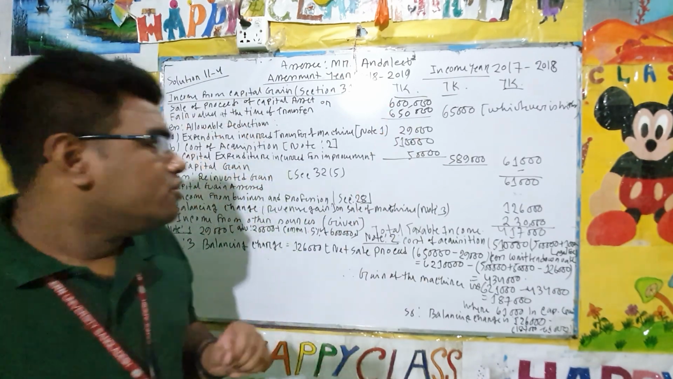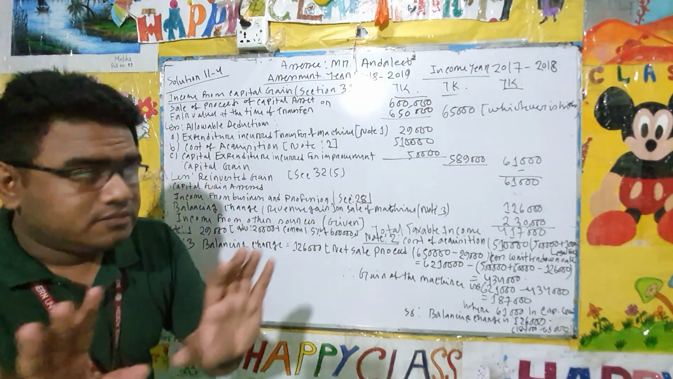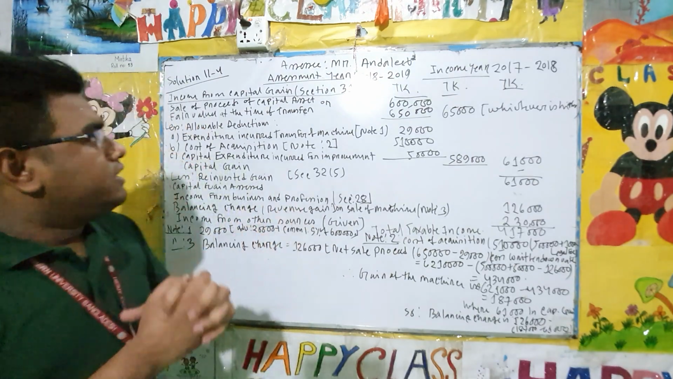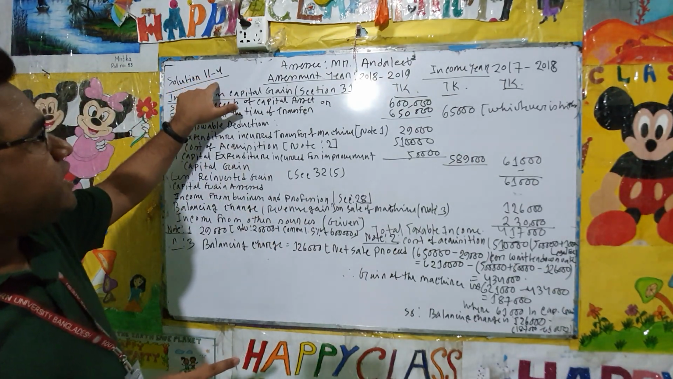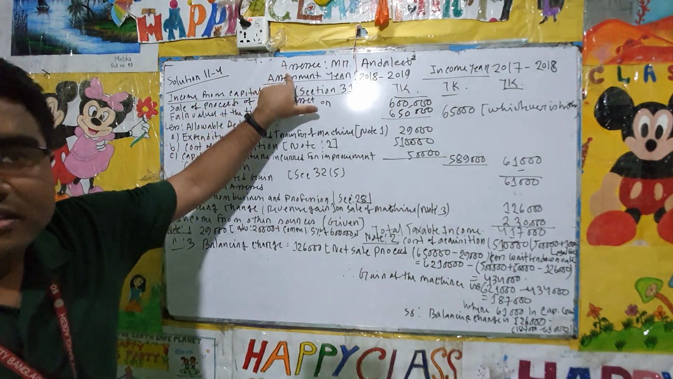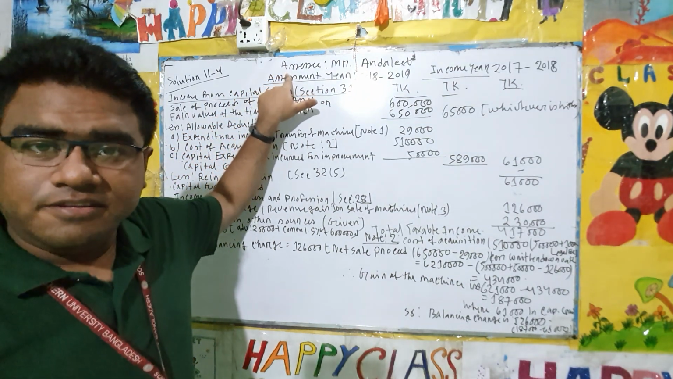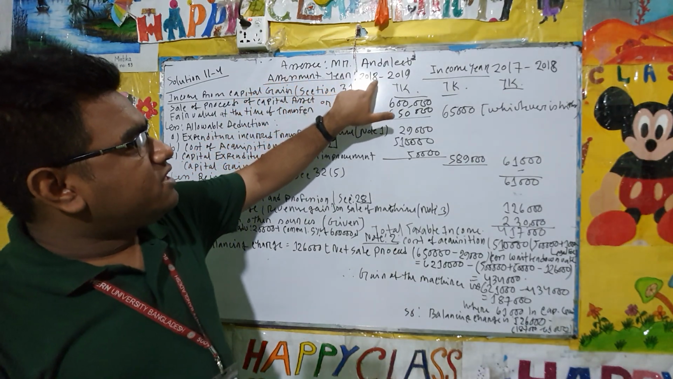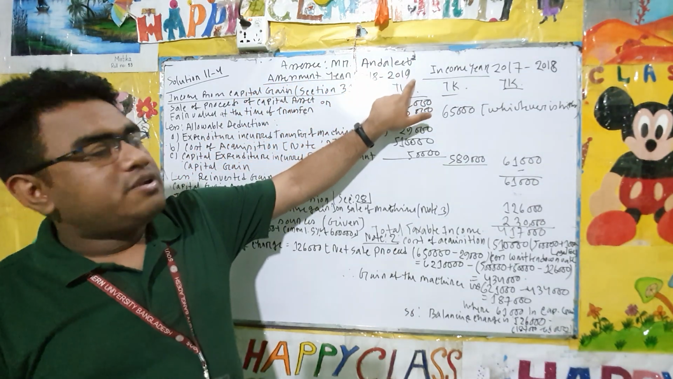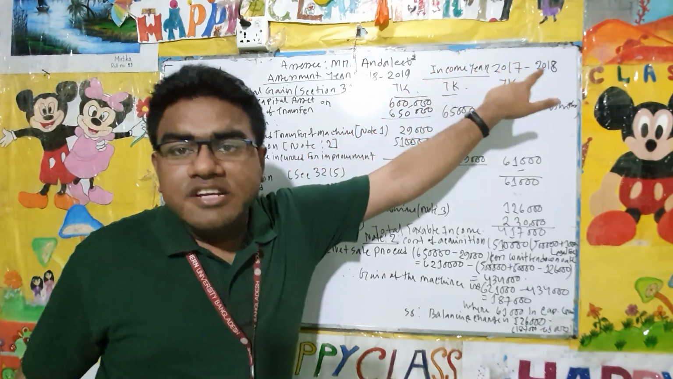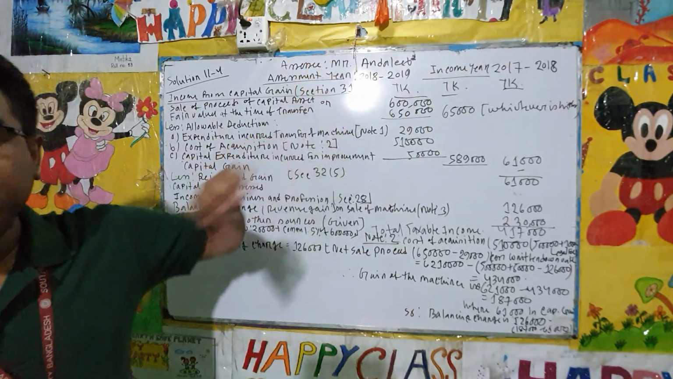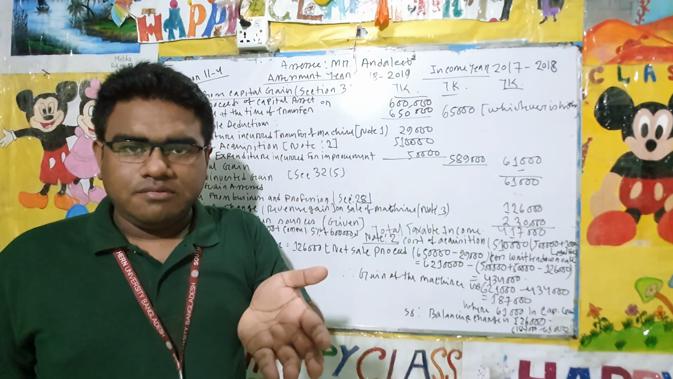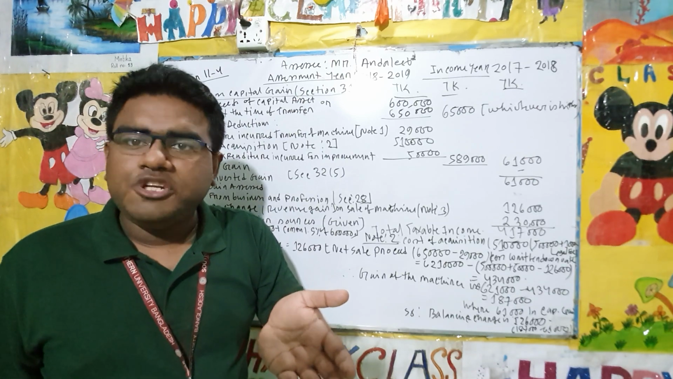So let's move on. So I hope this whiteboard is visible to all. So it's solution number 11-4. Who is an SSC? Mr. Andalif is an SSC. Then the assessment year is 2018 and 19. So the income year is 17 and 18. All the information will be given in your question paper. So don't need to be worried about.